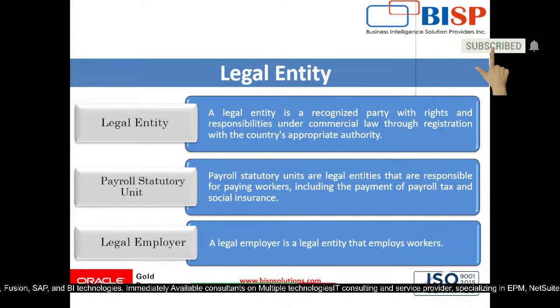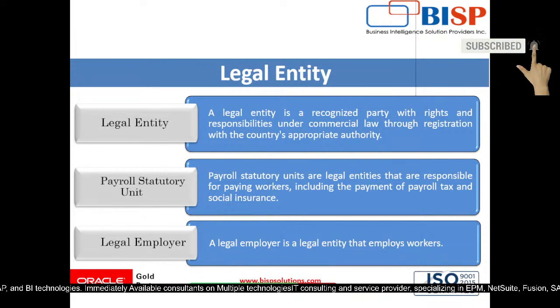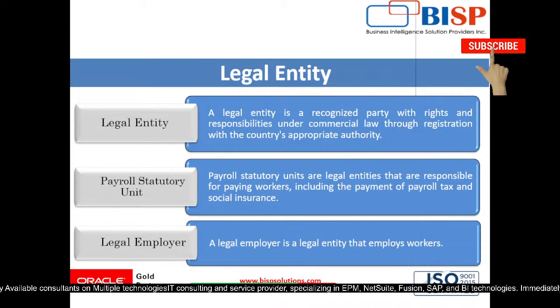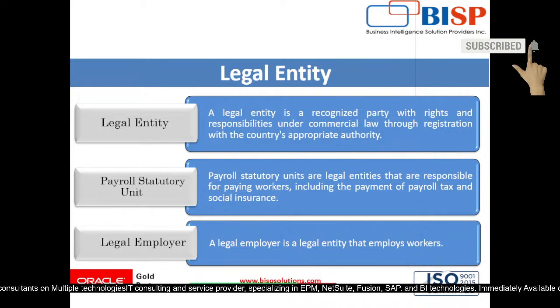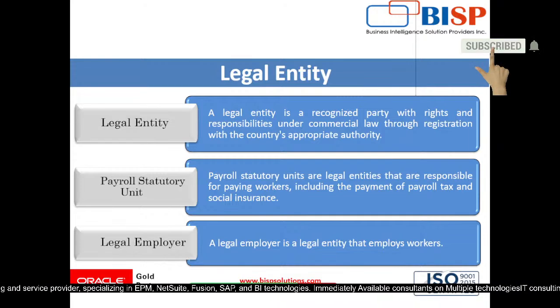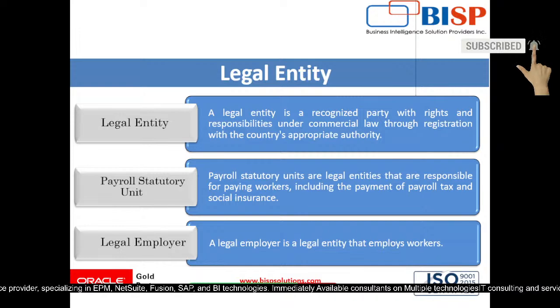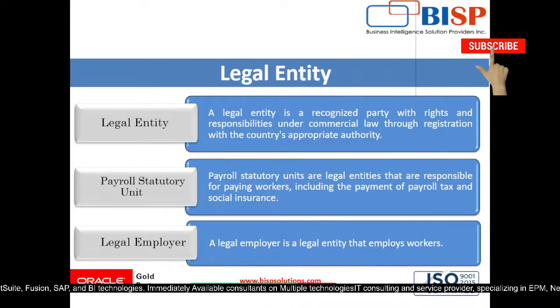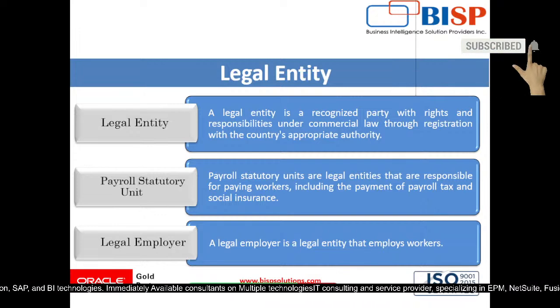The payroll statutory unit are the legal entities that are responsible for paying the workers, including the payment of the payroll taxes and the social insurance. A payroll statutory unit can pay and report on the payroll tax on behalf of one or many legal entities, depending on the structure of your enterprise. And a legal employer is a legal entity that employs the workers. You can hire people in our legal employer.